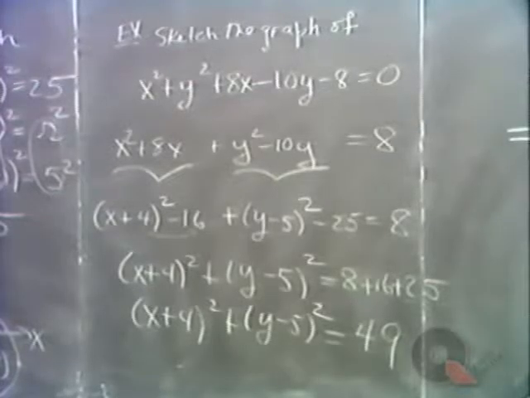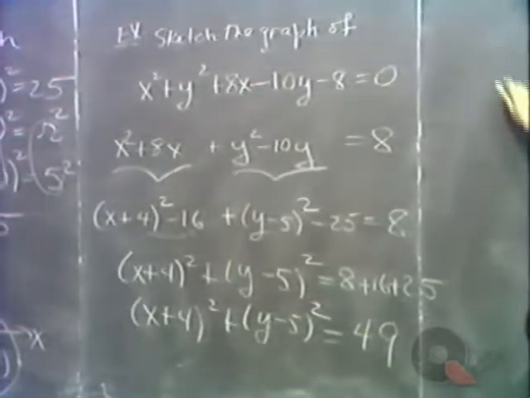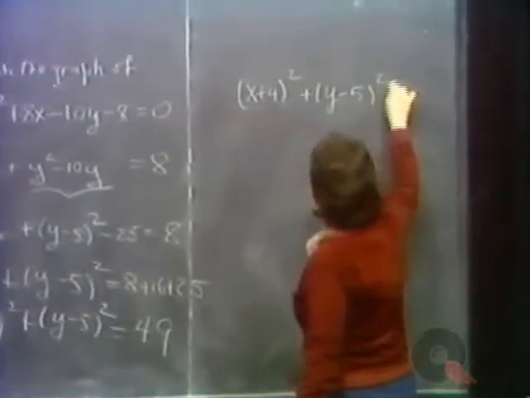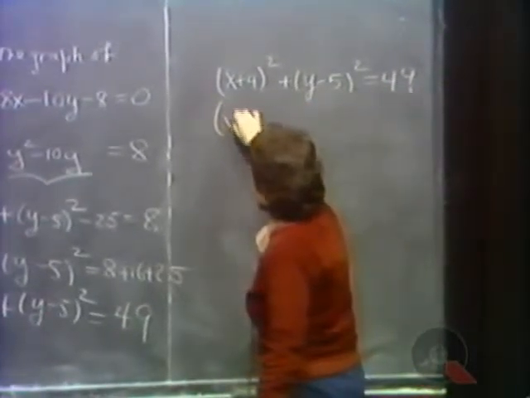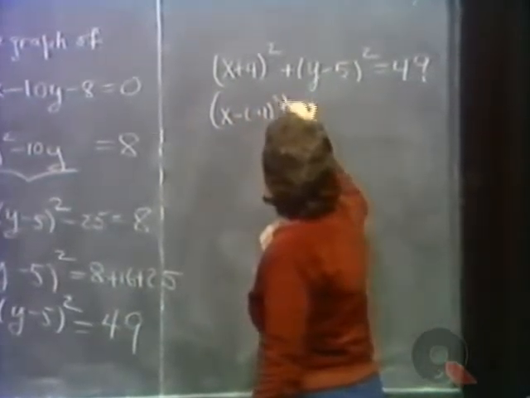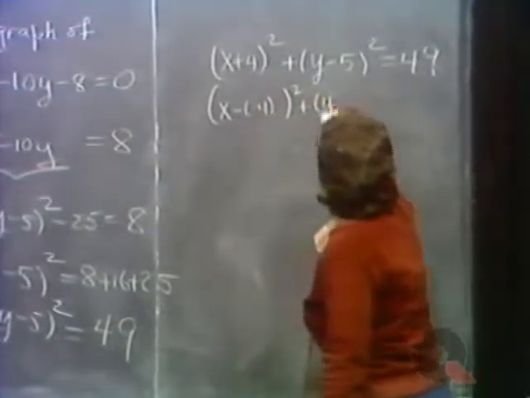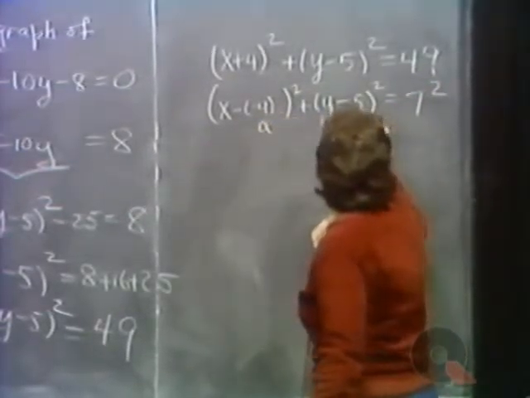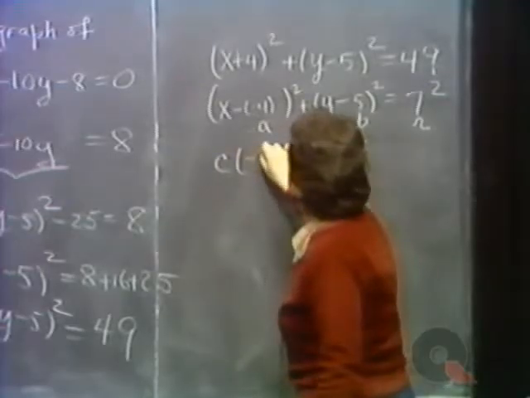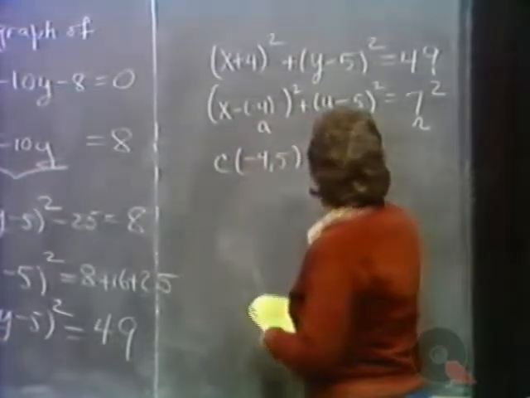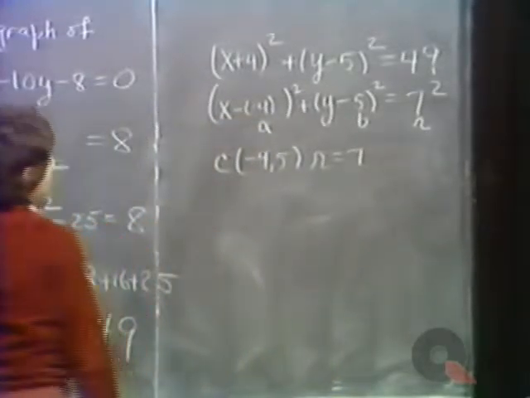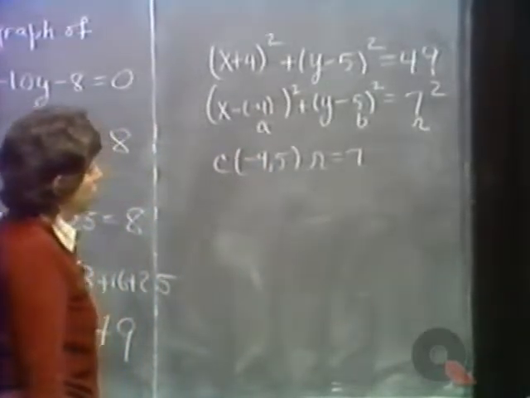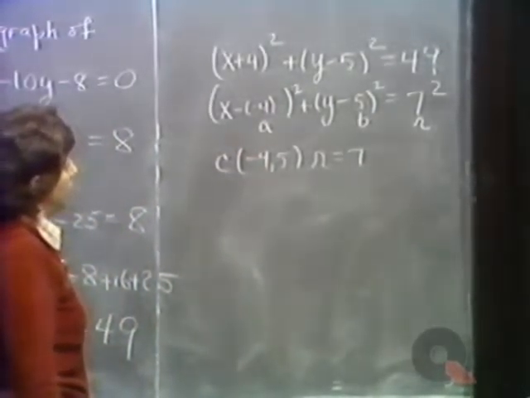First, we have to pick off the center and the radius, so I will rewrite it as we have x plus 4 squared plus y minus 5 squared equals 49. I will rewrite this as x minus a minus 4 squared plus y minus 5 squared equals 7 squared. This is A, this is B, this is R. The center is minus 4, 5. The radius is 7 here. Remember, it's x minus the x coordinate of the center, so it's x minus A. A must be minus 4. Y minus B, so B must be 5.